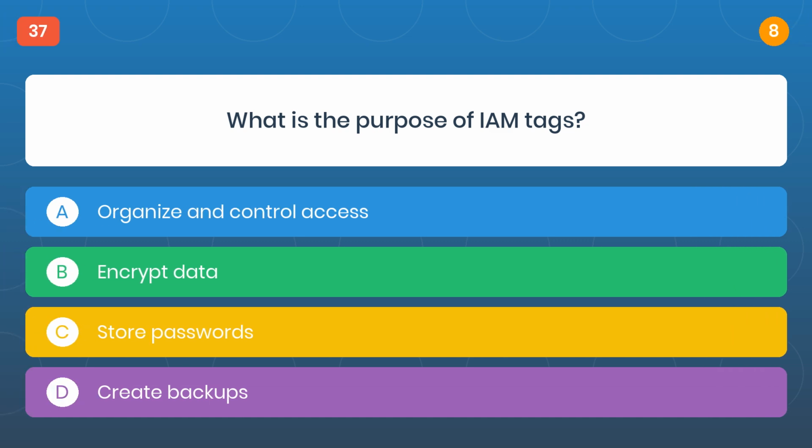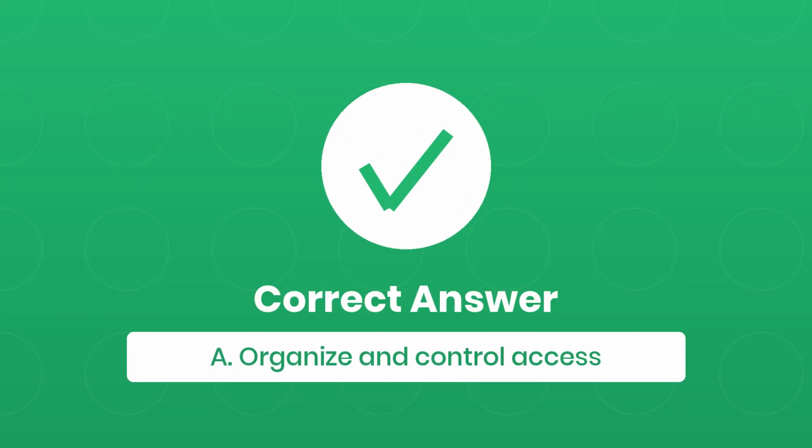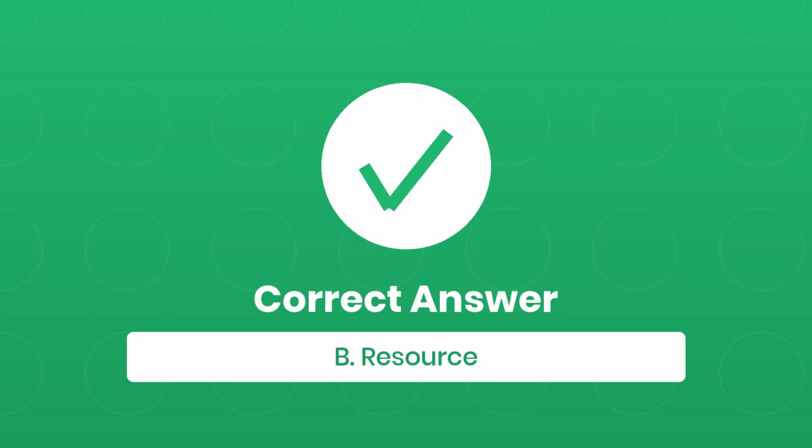Question 37. What is the purpose of IAM tags? The correct answer is A, organize and control access. Question 38. Which IAM policy element specifies the resource? The correct answer is B, resource.